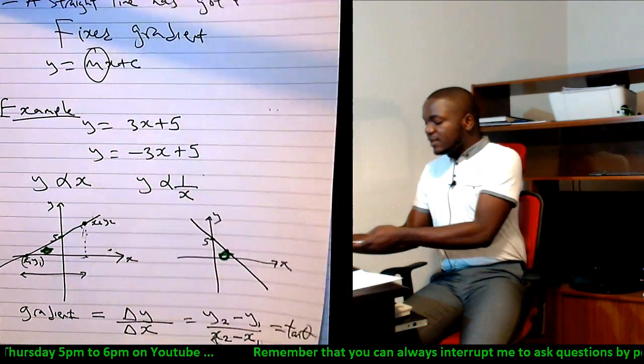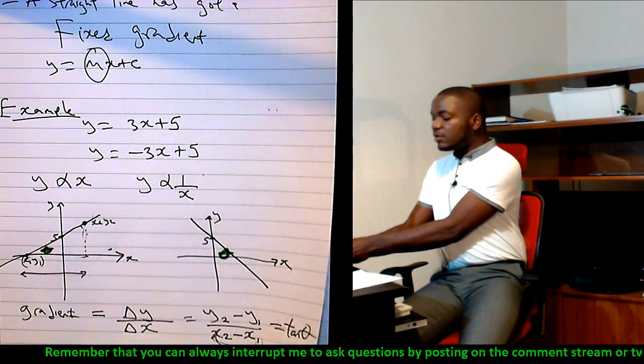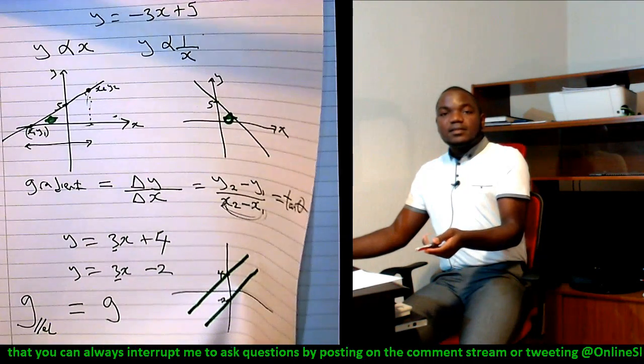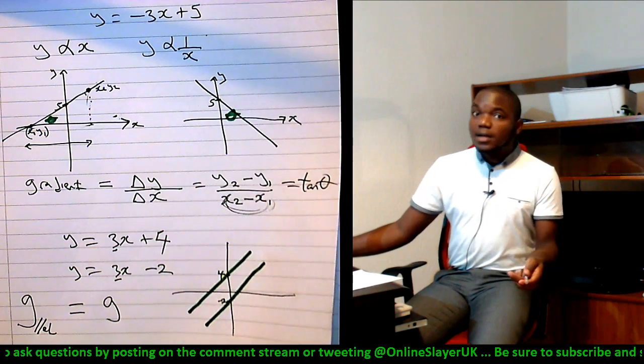I can just tell you that this line is parallel to the other line, so solve for it. Don't say, oh, you've not told me what the gradient is, but I told you it's parallel to the other one.